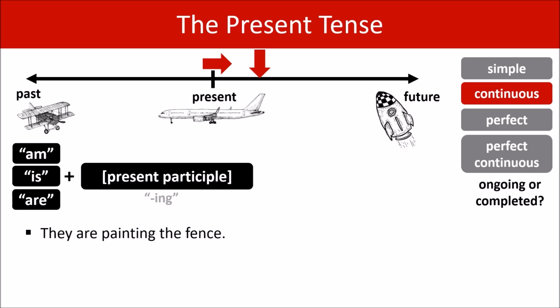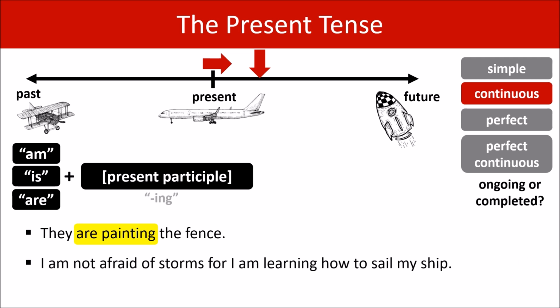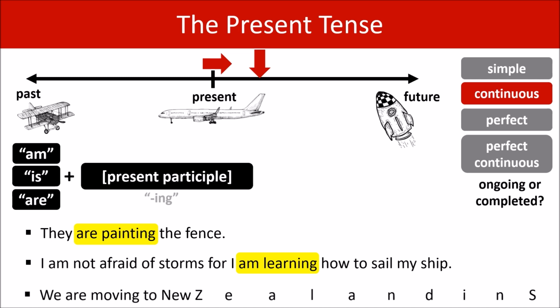Here is our first example. They are painting the fence. That's an example of the present continuous tense. I am not afraid of storms, for I am learning how to sail my ship. Am learning. An example of the present continuous tense. We are moving to New Zealand in September. Are moving. An example of the present continuous tense. Notice that this one is talking about a scheduled event in the future. And the other two are talking about ongoing activities in the present.